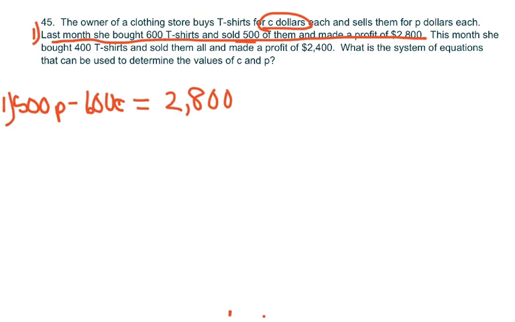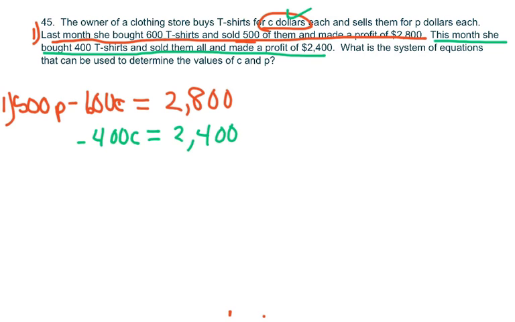And then we do the same thing with the second sentence. The profit is 2,400. She bought 400, and that's the cost of C dollars. So she's out 400 times whatever it cost. So if it costs $1 each, then she's out 400. But she sold them all, which is 400 of them, and made a profit. So that's your equation, and the answer to that is A. All right?